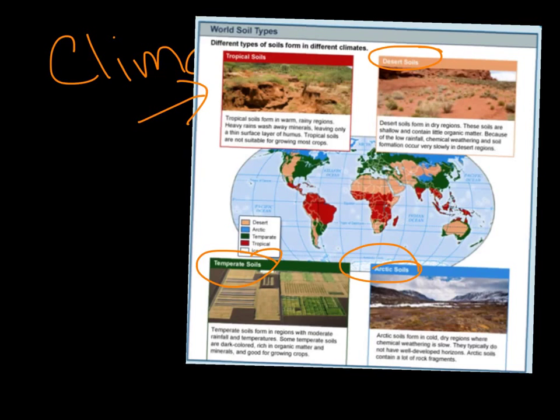And then our last one is Arctic soils. They form in cold, dry regions. Chemical weathering is slow there. They do not have the developed horizons that we talked about, those A, B, and C horizons, and they contain a lot of rock.